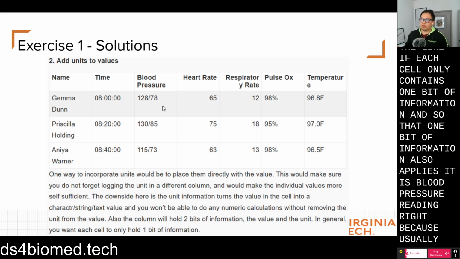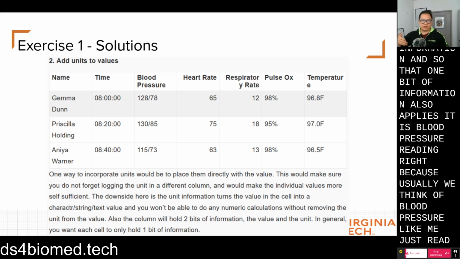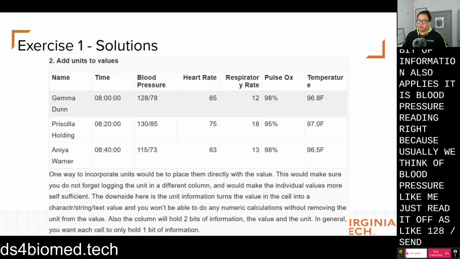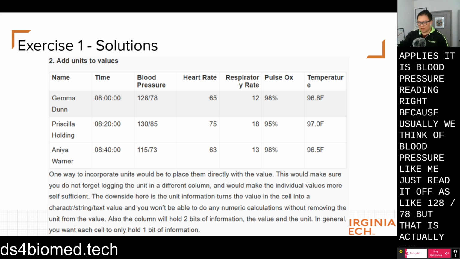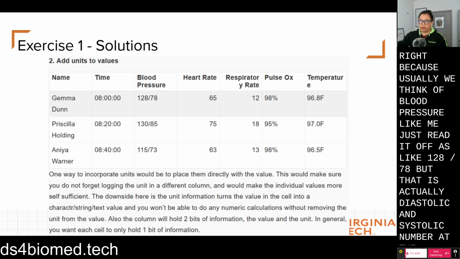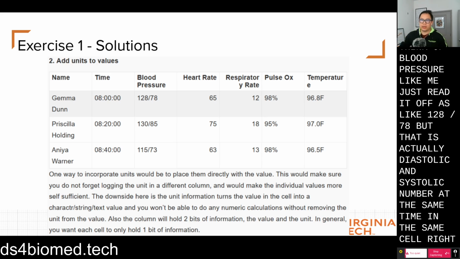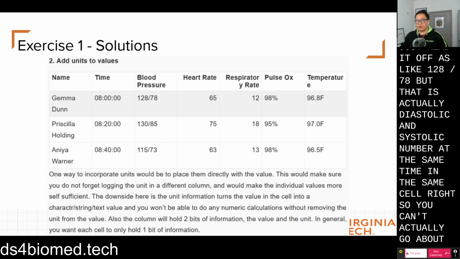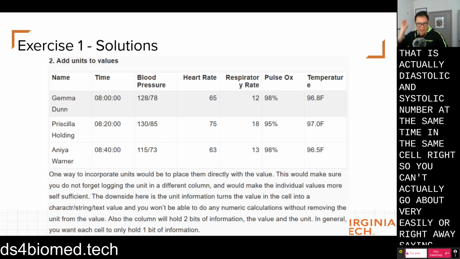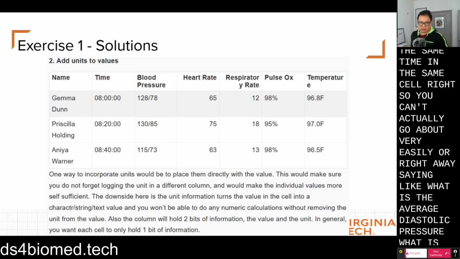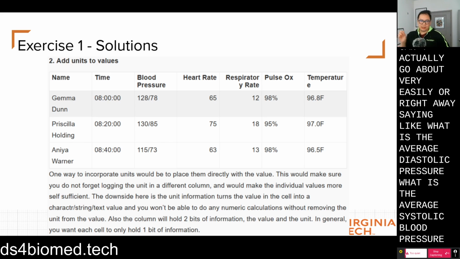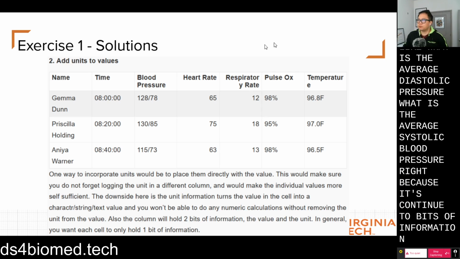And so that one bit of information also applies to this blood pressure reading, right? Because usually we think of blood pressure like we just read it off as like 128/78, but that is actually diastolic and systolic number at the same time in the same cell, right? So you can't actually go about very easily or right away saying like what is the average diastolic pressure, what is the average systolic blood pressure, right? Because it's containing two bits of information.